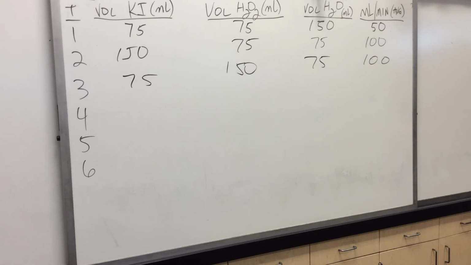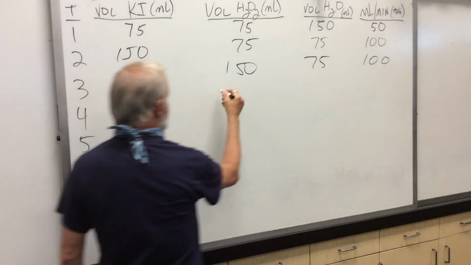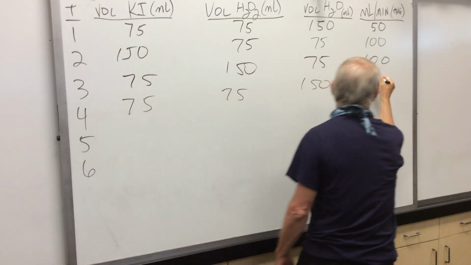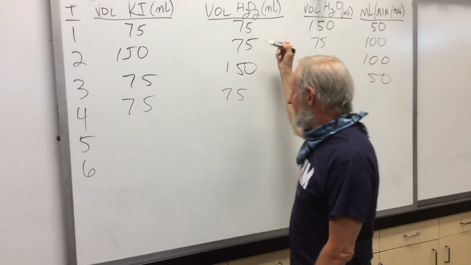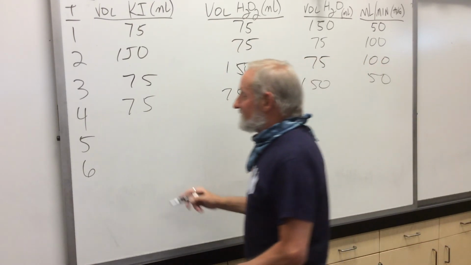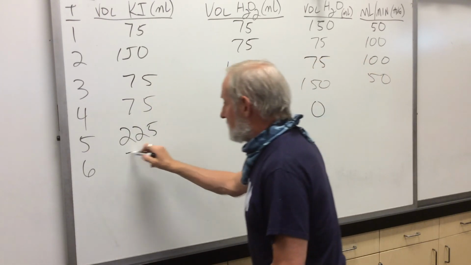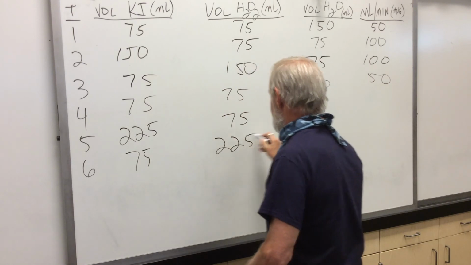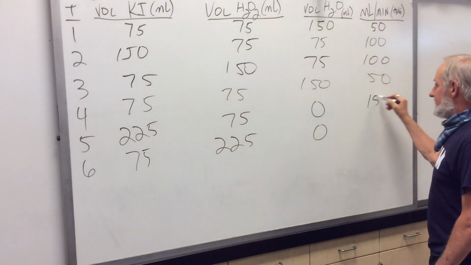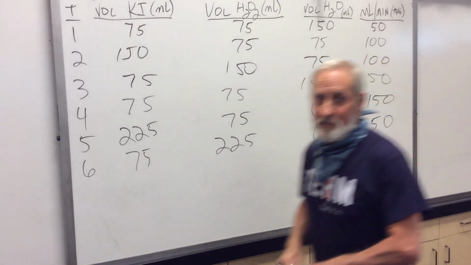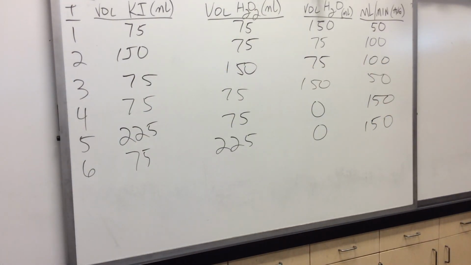The people across from them at the table have to do their original 75, 75, 150 trial as well, and then they have to come up with 2 other manipulations. I usually tell them, once you've done doubling and doubling, probably tripling. So 225, 75, 0, or 75, 225, 0, and somewhere around 3 times the amount of product per minute.